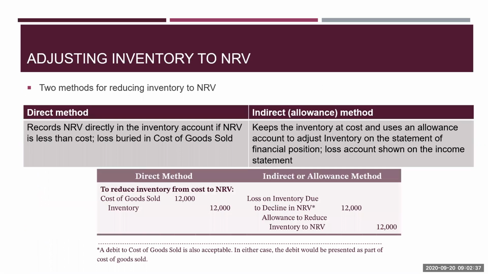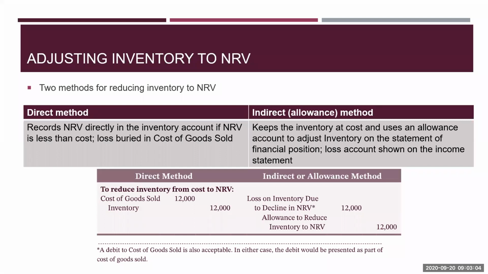So the two ways we can adjust for your LCNRV is through a direct and an indirect, or the allowance method. Now, direct method is the one that is most commonly used, where we just take the difference. If your cost is higher than net realizable value, we take the difference in those two, debit cost of goods sold, and credit our inventory account, and off we go.